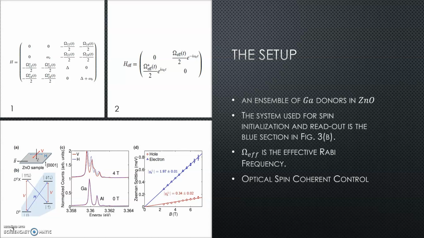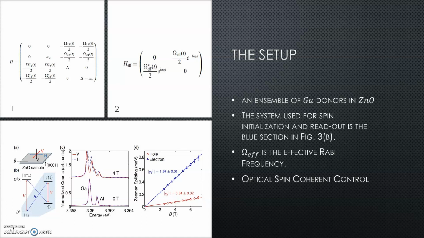The typical spectra at 0 and 4 Tesla can be seen in figure 3C. At 0 Tesla, the two main peaks correspond to the aluminium donor and gallium donor. At 4 Tesla, the aluminium and gallium peaks each split into 4 peaks due to the electron and hole Zeeman splitting. The polarization dependence of the 4 peaks confirms the gamma-7 valence band symmetry assignment.